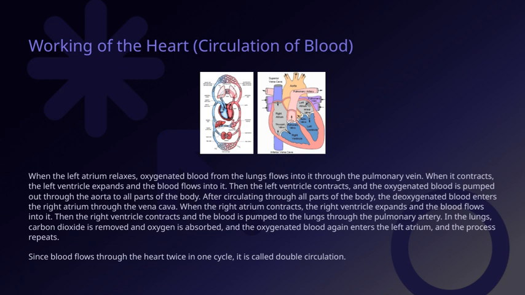The right ventricle then contracts, pumping this deoxygenated blood through the pulmonary artery to the lungs. In the lungs, carbon dioxide is removed, and oxygen is absorbed into the blood. The oxygenated blood then returns to the left atrium, and the cycle begins again. This continuous circulation is essential for delivering oxygen and nutrients to tissues and removing waste products, highlighting the heart's vital role in maintaining overall health.